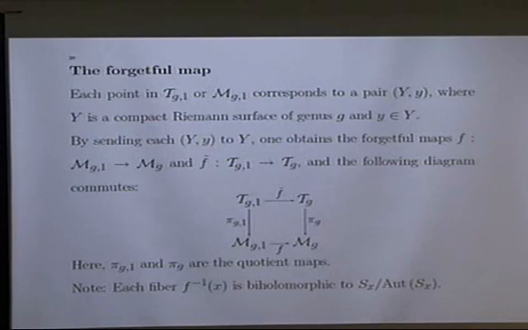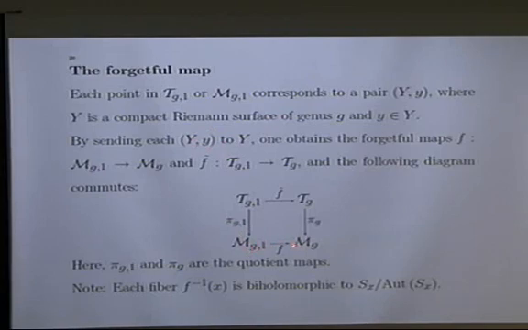So here what you do is you look at the diagram. You have M_g, the moduli space of compact Riemann surfaces of genus g, and then you have M_{g,1}. Remember, a Riemann surface in M_{g,1} is just a compact Riemann surface with a marked point. And then you have this forgetful map, by forgetting the point y, sending (Y, y) to Y.